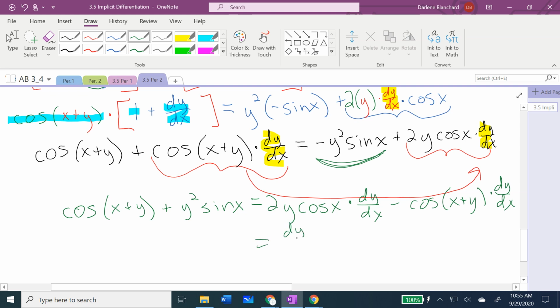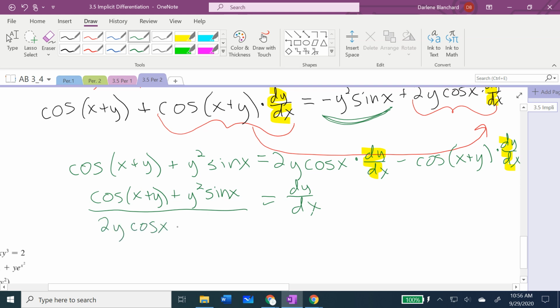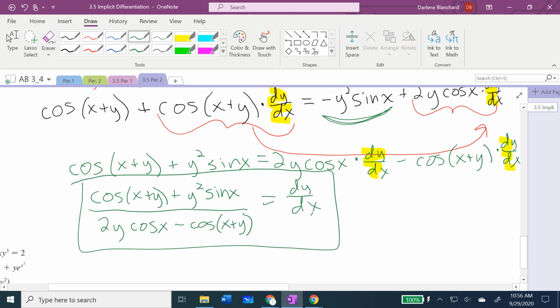Once I distribute dy/dx out of all of this, I will have what is not highlighted in a parentheses, and I will be dividing it to the other side. So I have cosine of x plus y plus y squared times sine x, divided by 2y cosine x minus cosine of x plus y. And that is it.